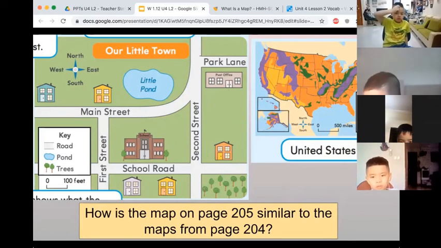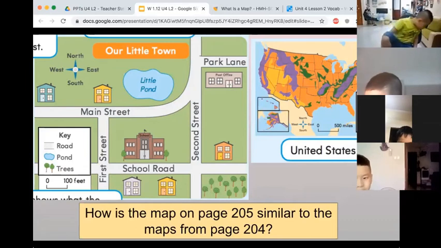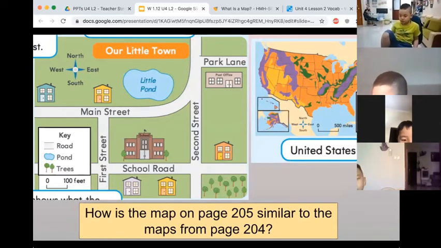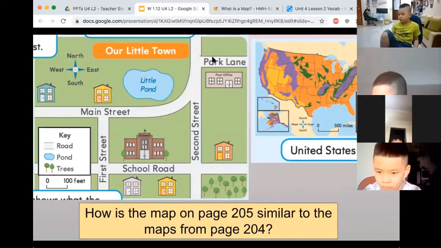The key is rose, corn, and tree. Not quite. That is what's on the key, but I want to know how these two keys are different. One uses something and one uses another thing. Only Philip, go ahead, Philip. The key in the page 204 has color, and the map key in the page 205 has a symbol. This one uses colors, this one uses symbols.